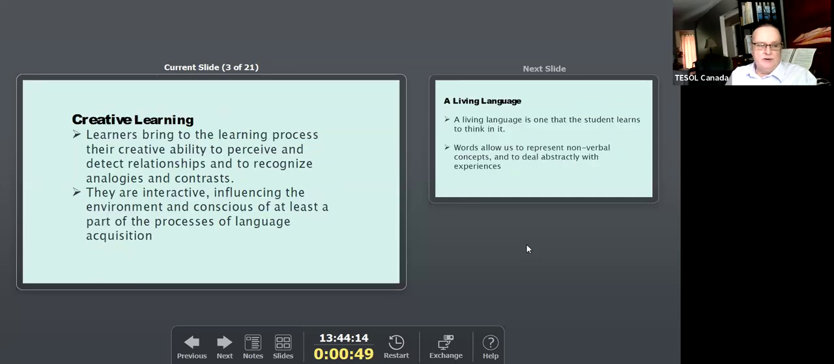In creative learning, the learners bring to the learning process their creative ability to perceive and detect relationships and to recognize analogies and contrasts. They are interactive, influencing the environment and conscious of at least a part of the process of language acquisition.